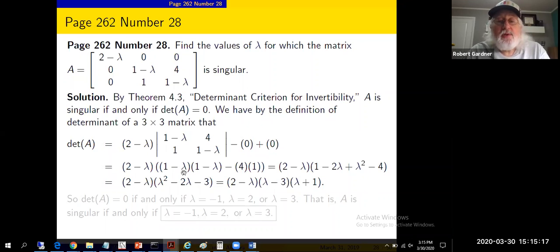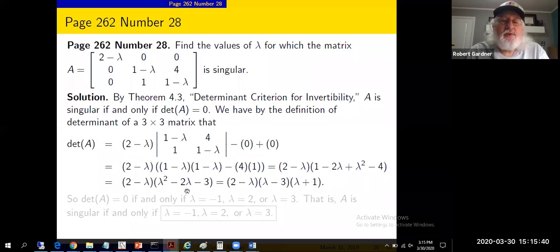Multiply out, do your FOIL thing and collect together terms. We'll get lambda squared minus 2 lambda minus 3 upon multiplying out and simplifying. Can you factor this? Remember, we want this determinant to be 0. We're looking for lambdas that make the determinant 0. So factoring is the way to go.